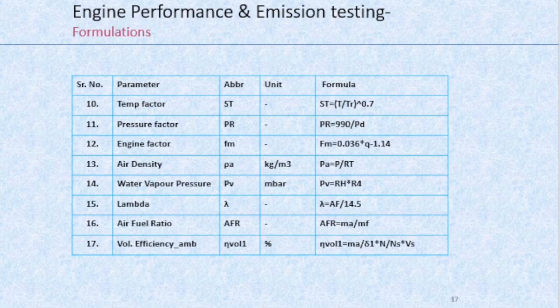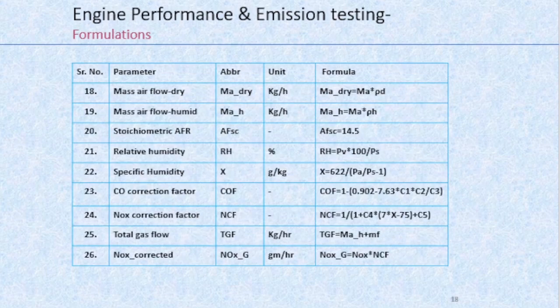Other formulas for density, water vapor pressure, AFR and volumetric efficiency are shown in the table. Lambda is mentioned earlier as the excess air ratio and defined by the tested air fuel ratio over the theoretical air fuel ratio. Volumetric efficiency is the breathing ability of the engine given in serial number 17, which is defined by the actual mass intake into the engine to the theoretical mass flow supposed to be entering the engine at the test condition.